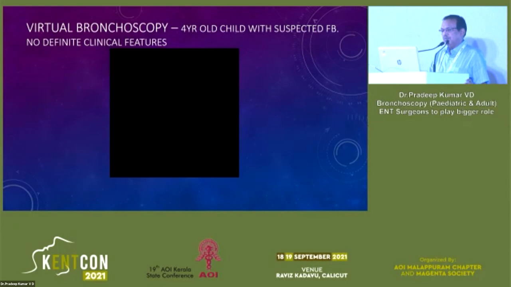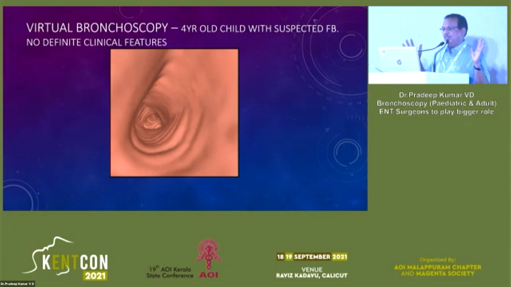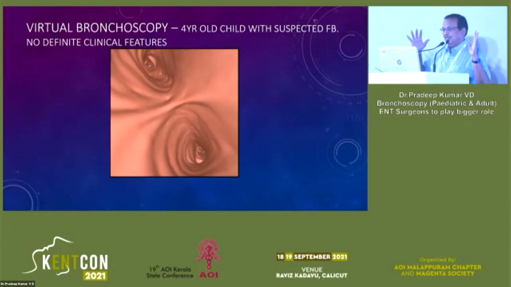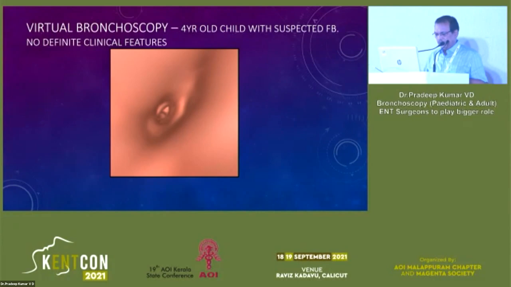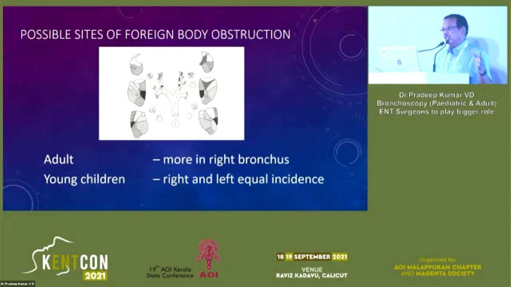So this is a 3D image, superimposed images going into the trachea, into the carina, into the bronchus, and divisions of the bronchus, and it reaches up to the terminal bronchi. So this is a very useful tool. This is superimposed with high resolution 3D images, which we can visualize. If this is a normal one, we can easily pick up when there is a foreign body. So these are the places where you should expect the foreign body landing, left and right.